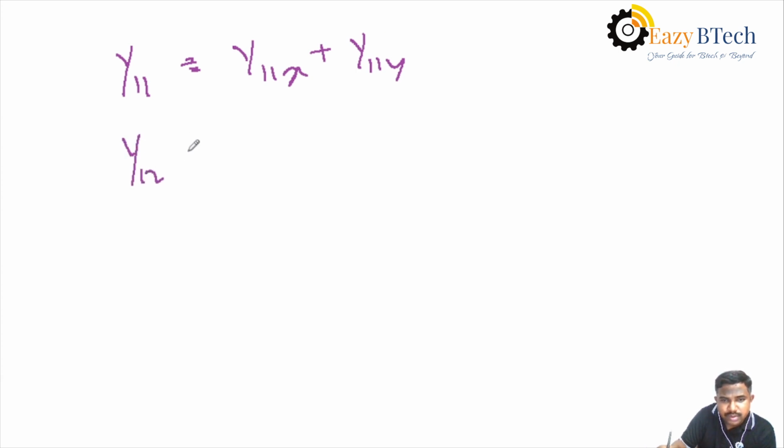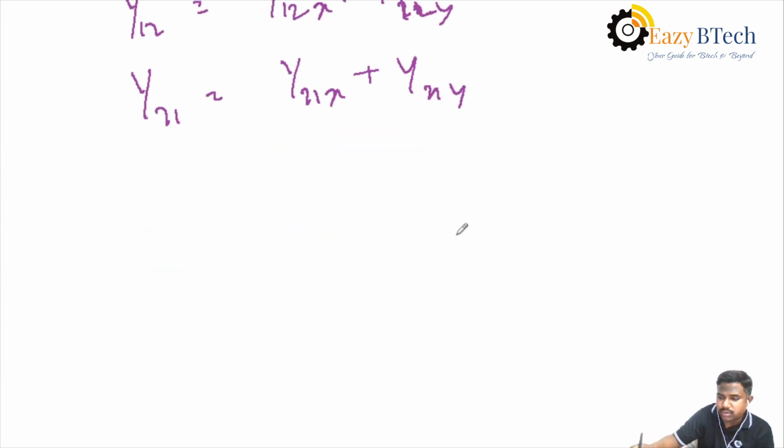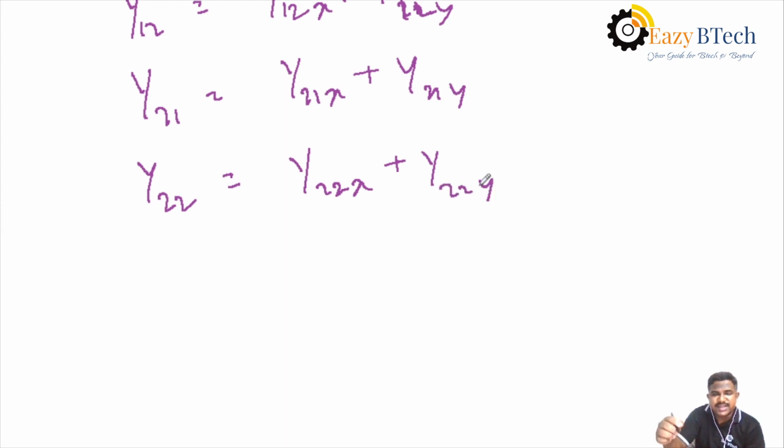Similarly, for Y12 you have to add the Y12 parameters of X and Y networks. Similarly, we find the Y21 parameter, Y21 of X plus Y21 of Y. Then similarly, we find the Y22 parameter, that is the addition of Y22 parameters of X and Y networks. In this way, we find the Y parameters for the complete interconnected parallel two-port networks.